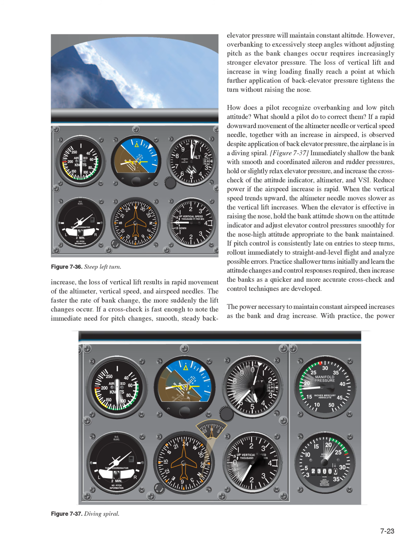When the elevator is effective in raising the nose, hold the bank attitude shown on the attitude indicator and adjust elevator control pressures smoothly for the nose high attitude appropriate to the bank maintained. If pitch control is consistently late on entries to steep turns, roll out immediately to straight and level flight and analyze possible errors. Practice shallower turns initially and learn the attitude changes and control responses required. Then increase the banks as a quicker and more accurate cross-check and control techniques are developed.